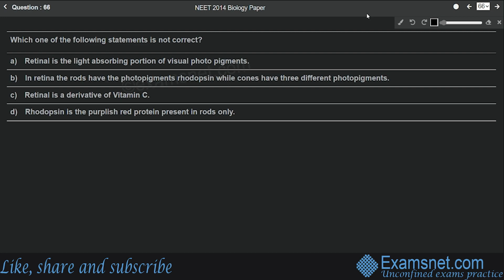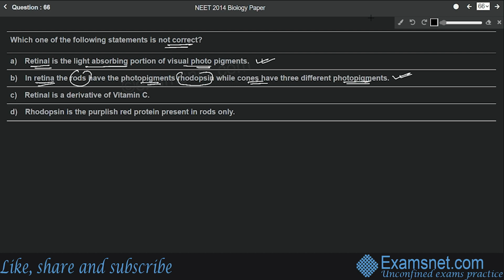Now this is another question from the chapter Neural Control and Coordination, and the question is which one of the following statements is not correct? So we have to find out the incorrect statement. The first statement says retinal is the light absorbing portion of visual photopigments. So this is a correct statement. Then the second statement says in retina the rods have the photopigments rhodopsin while the cones have 3 different photopigments. So this is also a correct statement.